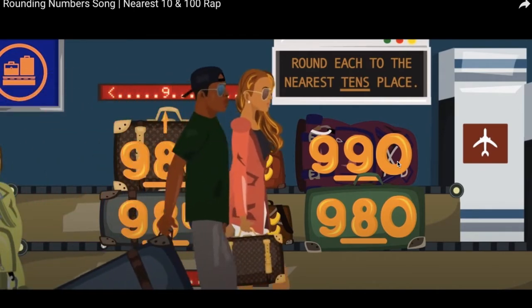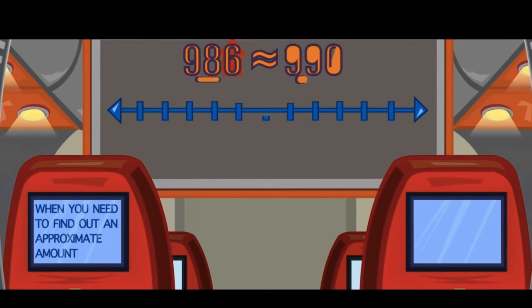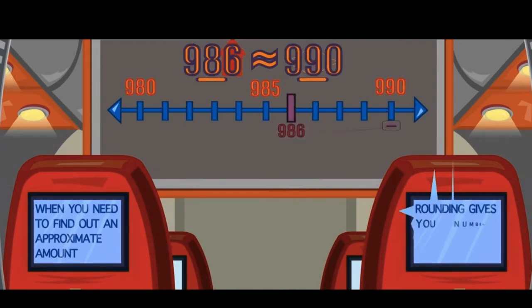Zeros, then it's legit. When you need to find out an approximate amount, rounding gives you numbers that are easy.